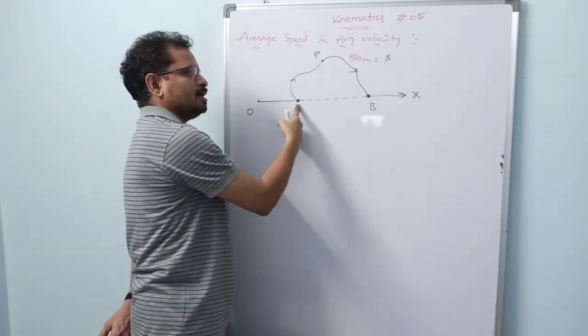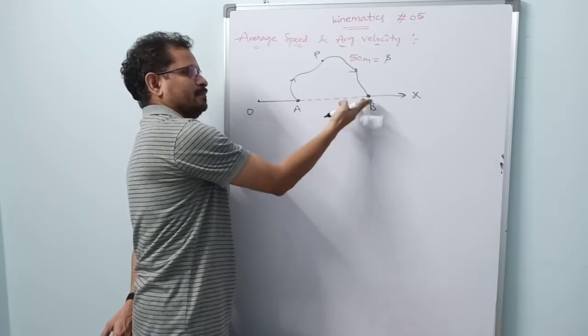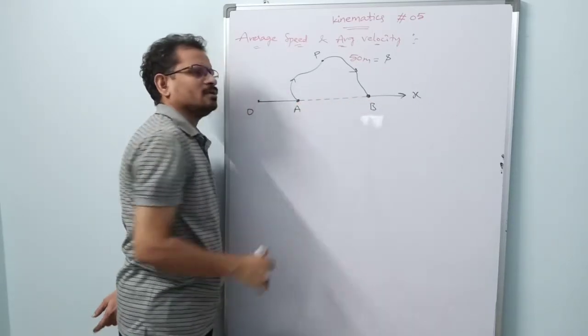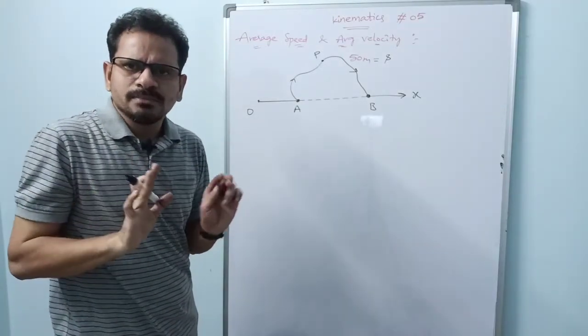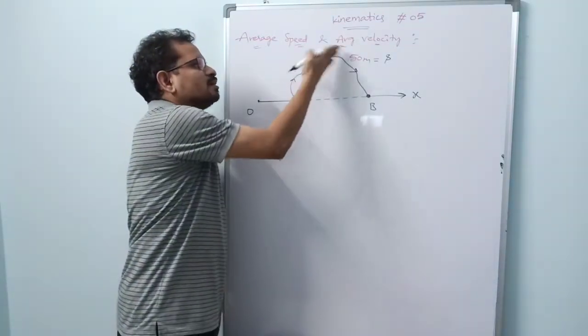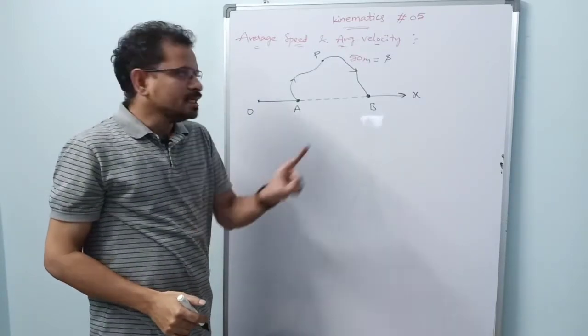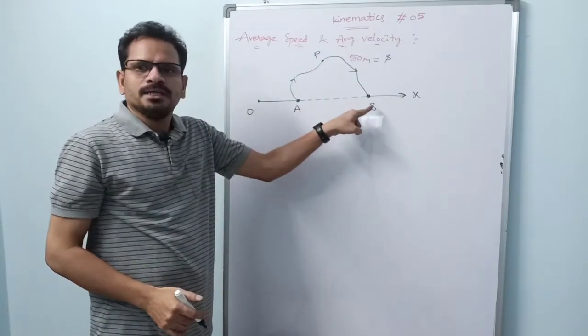Here is the initial point A and the final point B. Displacement is the length of the straight line joining the initial point and final point. What is displacement? Very simple. Displacement never bothers about the path of the journey. It bothers only about the initial point and the final point.